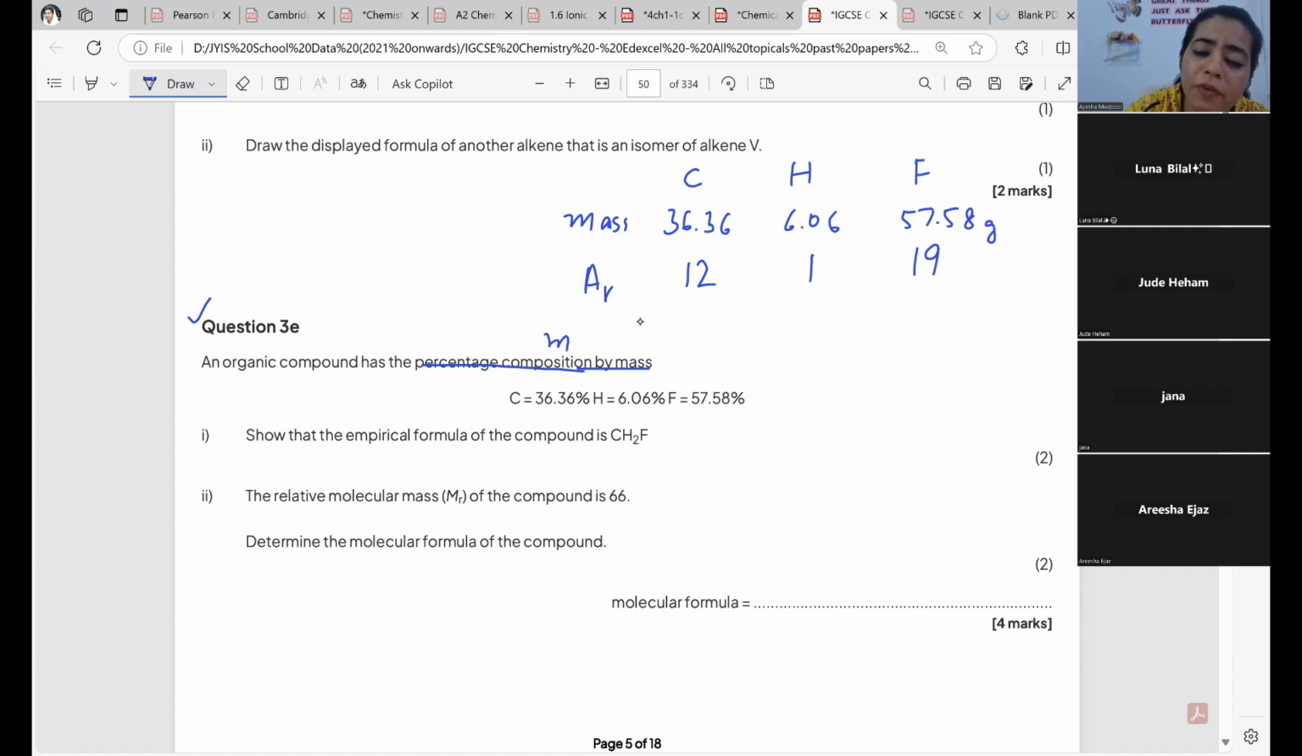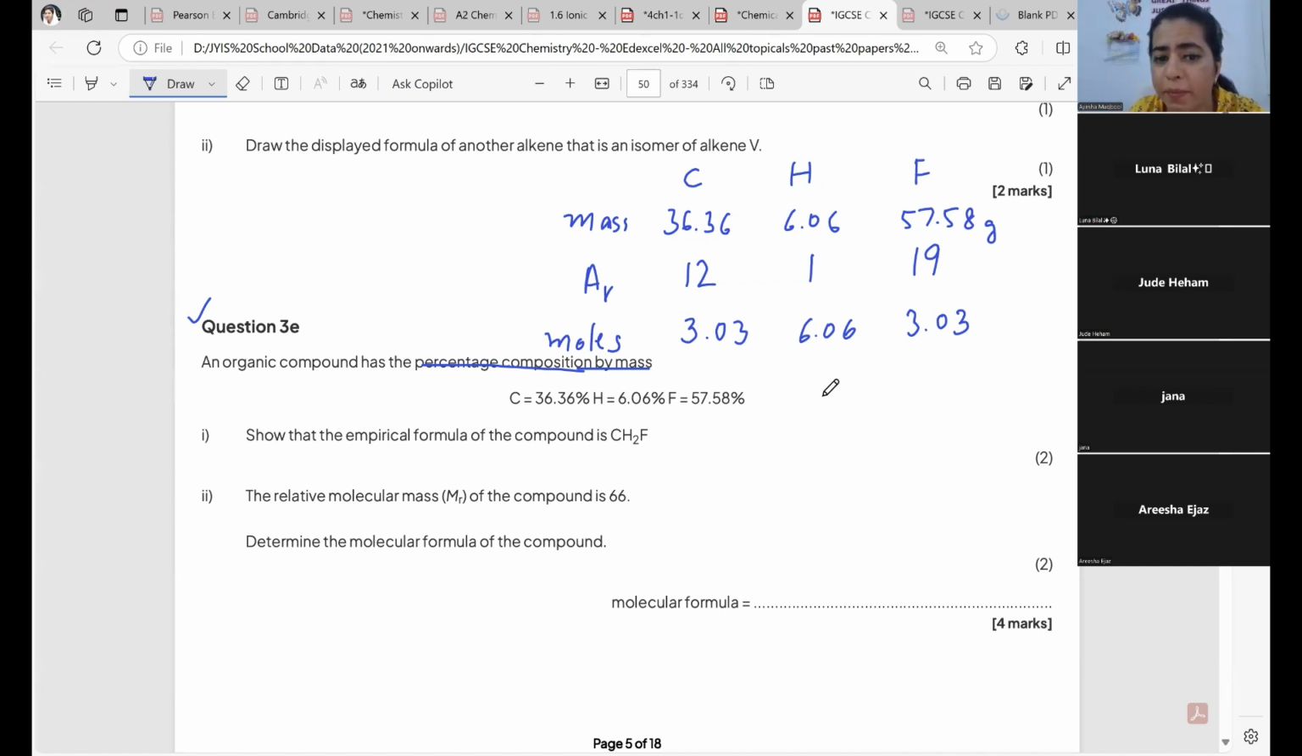Now, tell me what are the moles, how we can find them. Mass over AR. Right, so calculate here and tell me for carbon, it is 3.03. Here it will be 6.06 over 1, same. And here 57.58 over 19. This is 3.03 something. Okay, you can take till 3 significant figures, 3.03.